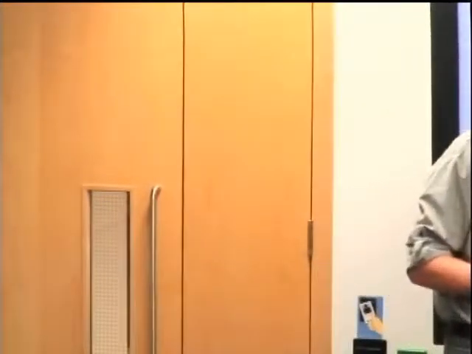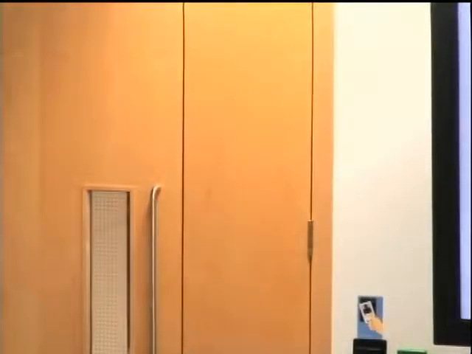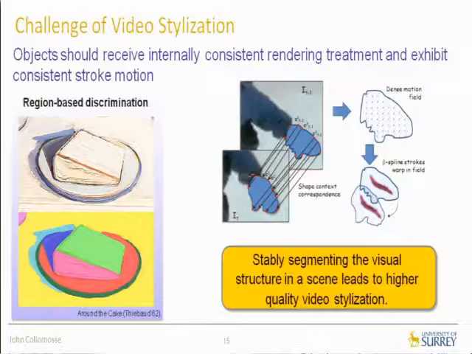And so the problem of painting a video is very closely related to the problem of segmenting a video in a temporally coherent manner. So let's suppose we're able to segment the hand of this boy over time. What we could then do is perhaps establish a correspondence between the contour of this frame to this frame, using something like a shape context, and then we're able to produce some sort of dense motion field which we can warp the strokes around in, effectively producing a rotoscoping system. So stably segmenting the visual structure in a video basically leads us to higher quality stylization.